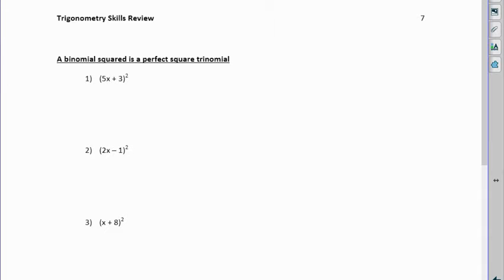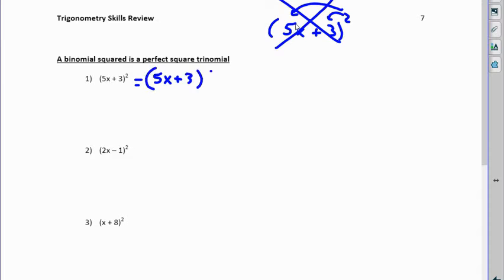The big mistake that I see people doing all the time is thinking that this square distributes in on those terms, but we have to remember that really this is not what's going on. It's that the term 5x plus 3 is being multiplied by the same term 5x plus 3. So that results in an inner and outer term and results in a perfect square trinomial.